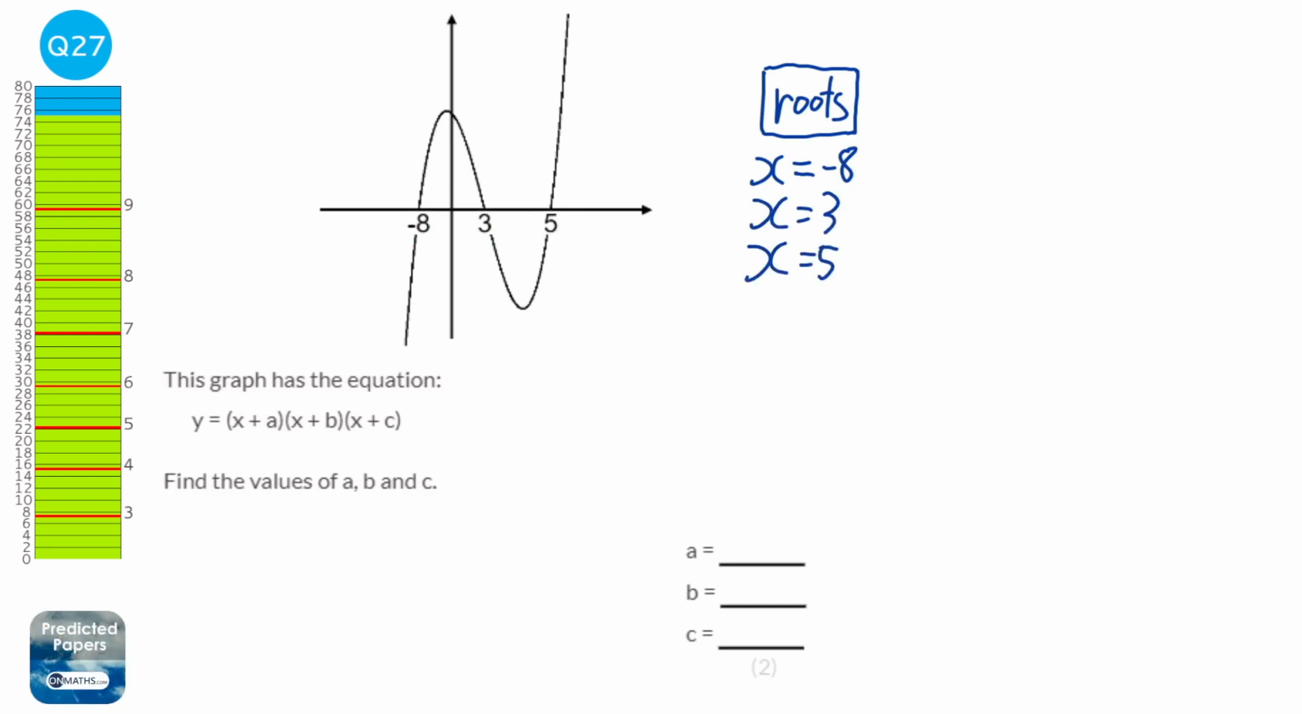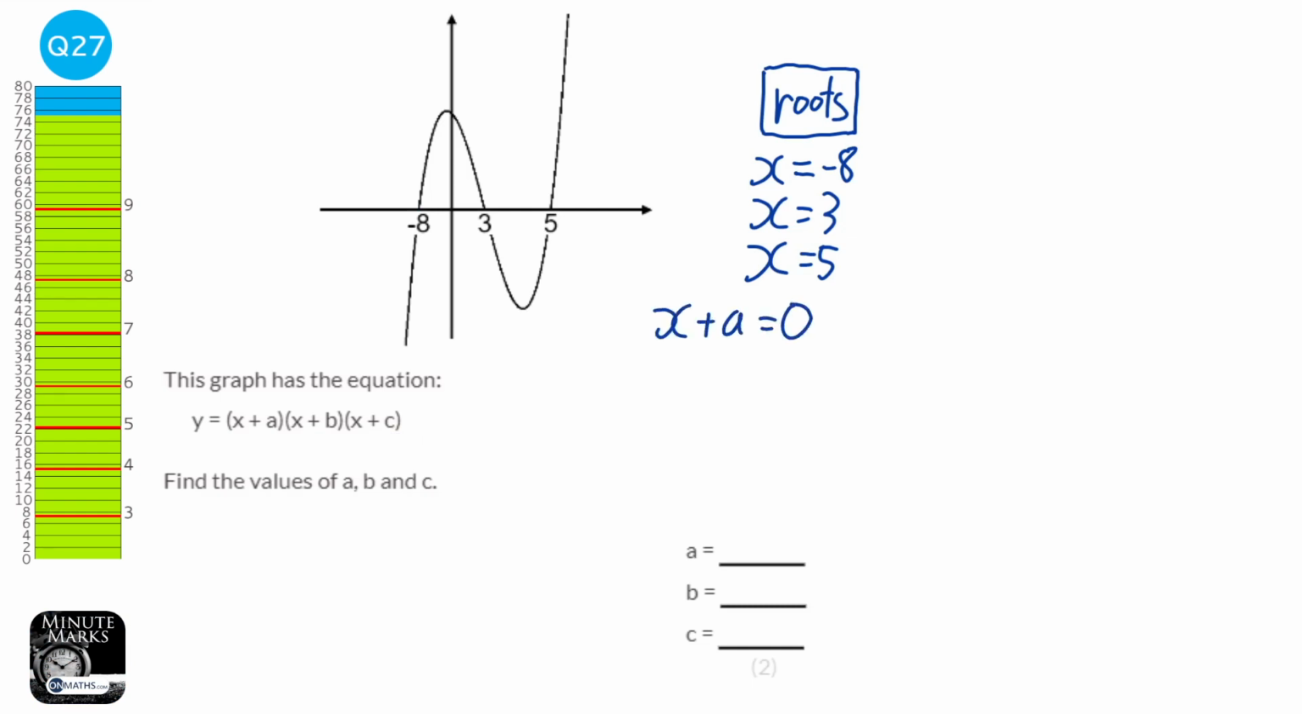Now, what is special about roots? Well, roots are where the graph equals 0. It's where y is 0. And the only way to get to 0, looking at this, is if one of these brackets is 0. So let's have a look at the first one, x plus a. Let's get that equal to 0.